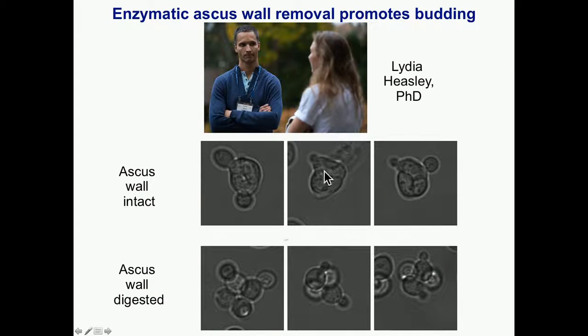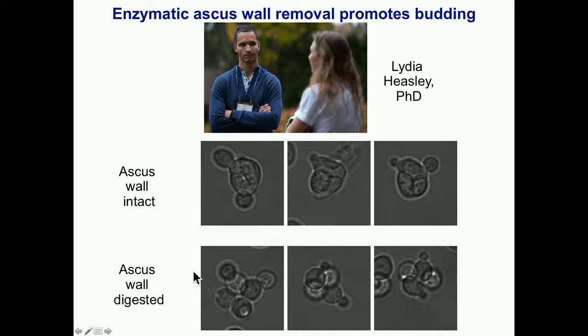And so I had sort of forgotten about these results for a few years until my grad student Lydia told me about some experiments she'd done in which she was watching germination from asci that were either intact or in which she'd removed the ascus wall by exposure to zymolyase. And she noticed that plenty of cells did bud when the ascus wall was intact, but of course lots of them also mated within the ascus.